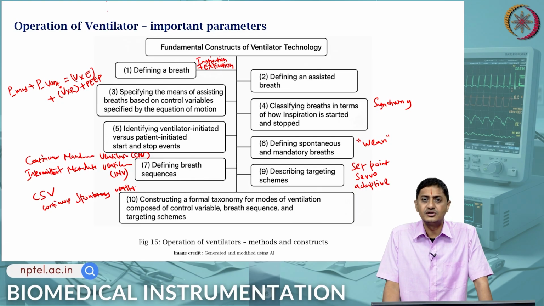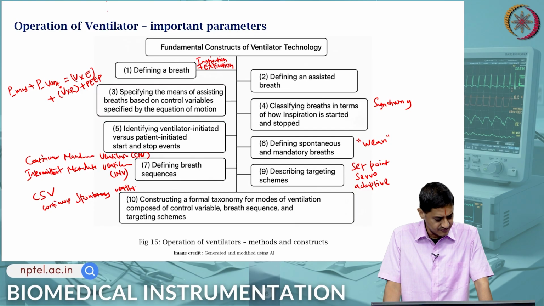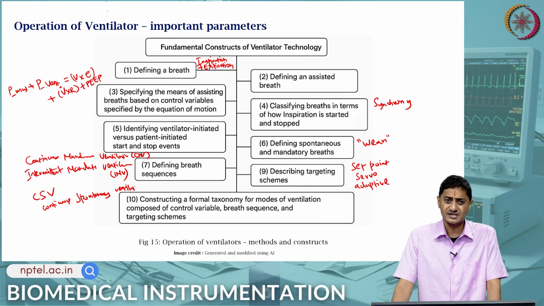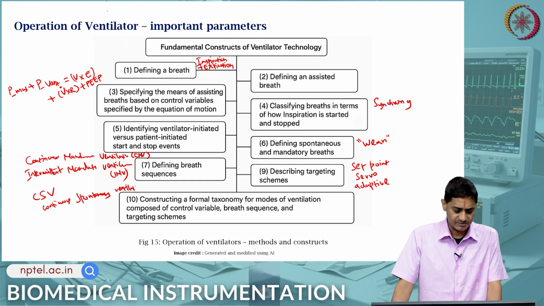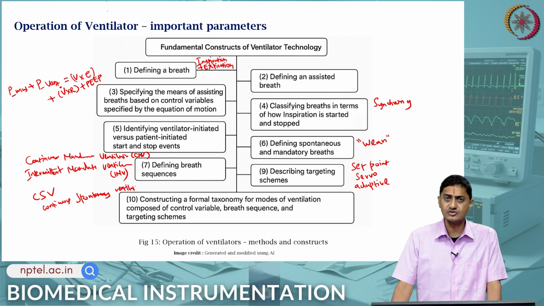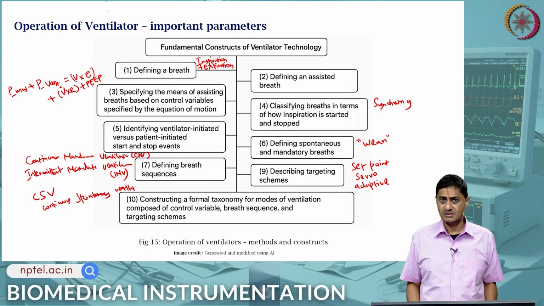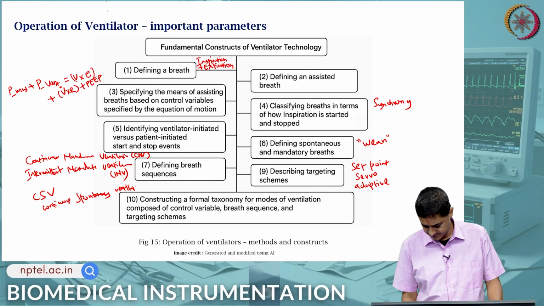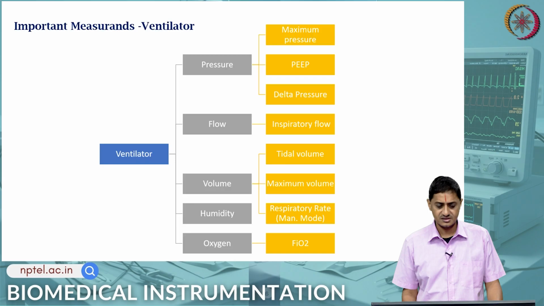Then you need to construct a taxonomy, a set of all names. Create a standalone language in which this will work, for describing the ventilation modes: what type of control variable, what type of breath sequence, what type of targeting schemes, all these things should be part of your language. A single one of these cannot completely describe the situation. You need all of these, or you need more than one of these.